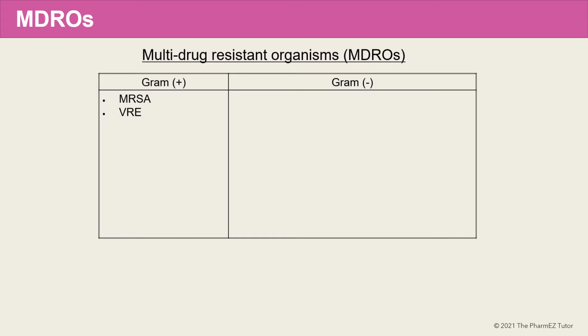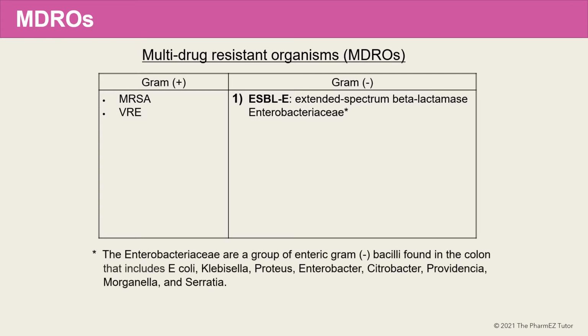What are these multidrug resistant organisms? Well, we're going to be focusing on 4 that are gram-negative. The first one is called ESBL-E, or extended spectrum beta-lactamase Enterobacteriaceae. The Enterobacteriaceae are a group of enteric gram-negative bacilli found in the colon that includes E. coli, Klebsiella, Proteus, Enterobacter, Citrobacter, Providencia, Morganella, and Serratia.